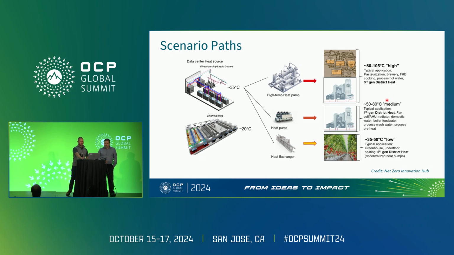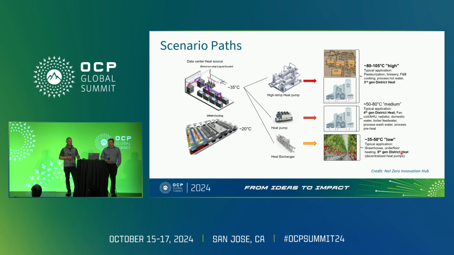On the right side of the screen, we break it down into 3 different tiers of heat users and the temperatures that they require. So on the bottom here, our low tier, greenhouses and public swimming pools are 2 examples for the low heat. Those applications may only require that design that I showed before with just a heat exchanger, no heat pump elevation of temperature is required.